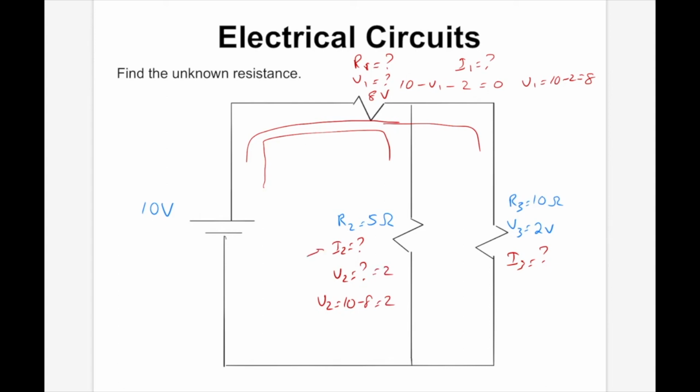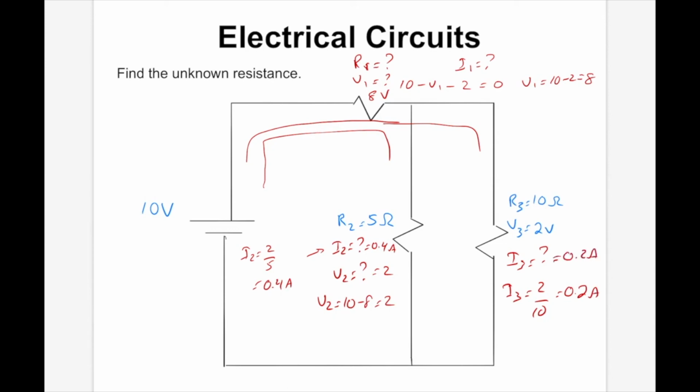So now we can solve for I2. I2 is going to equal V2, which is 2, divided by 5, and 2 divided by 5 is 0.4 amps. So now we're almost done. We can solve for I3. I3 is going to equal V3, which is 2 divided by 10. 2 divided by 10 is equal to 0.2.